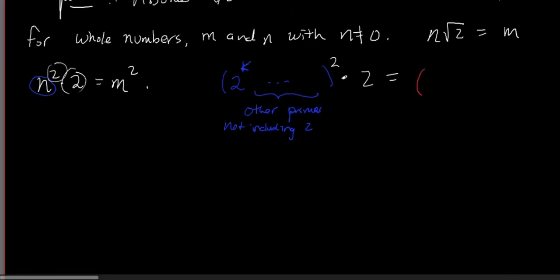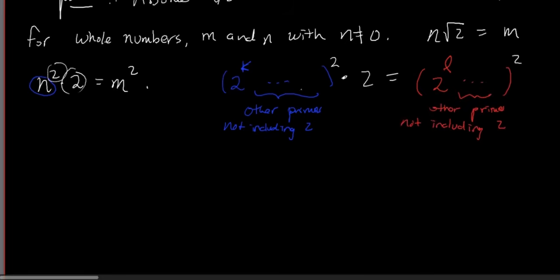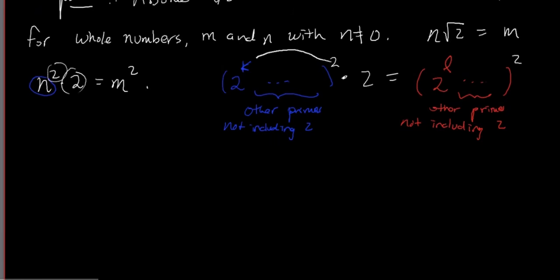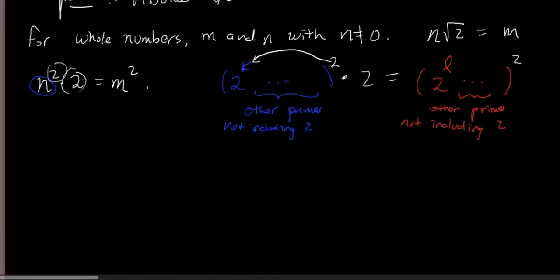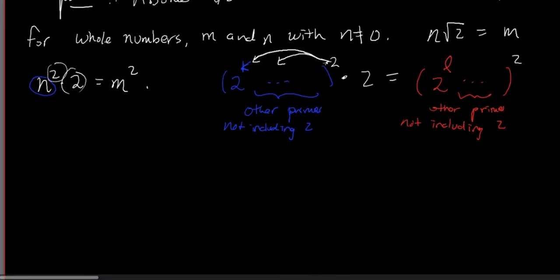So again, the prime factorization of m will be 2 raised to some power, let's say L, that may be 0 in case 2 doesn't appear in the prime factorization of m, times some other primes, not including 2. Once again, we have to square. And now remember our rule for distributing exponents to a product. We distribute the exponent on the outside to each of the exponents in the product, and we multiply.